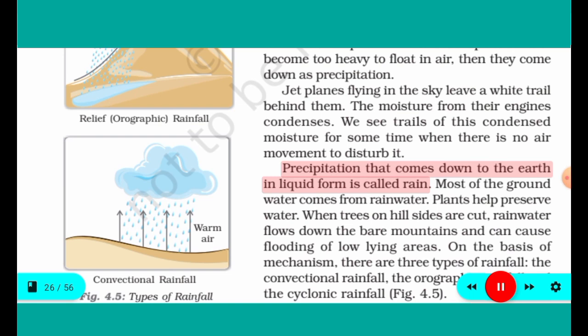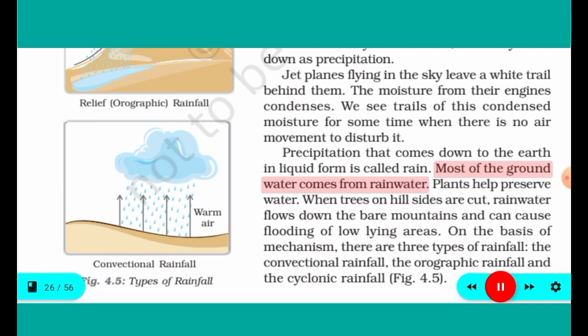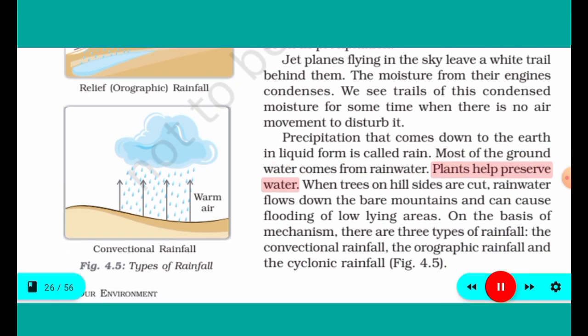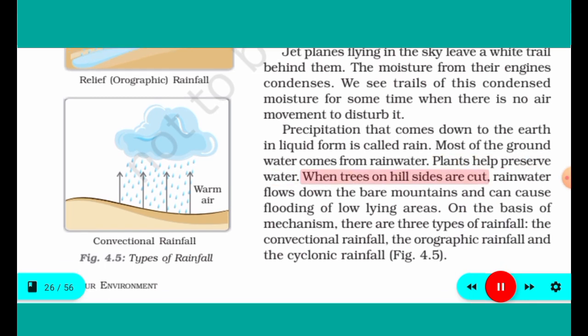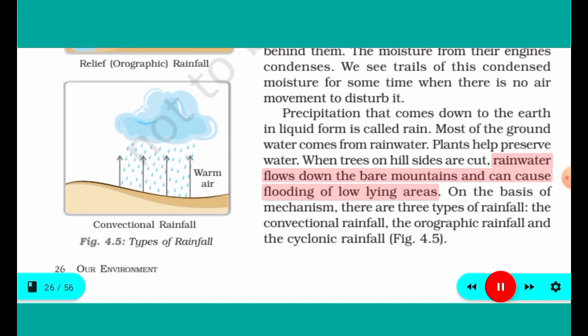Precipitation that comes down to the earth in liquid form is called rain. Most of the groundwater comes from rainwater. Plants help preserve water. When trees on hillsides are cut, rainwater flows down the bare mountains and can cause flooding of low-lying areas.